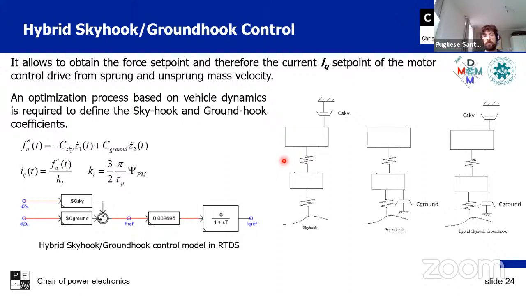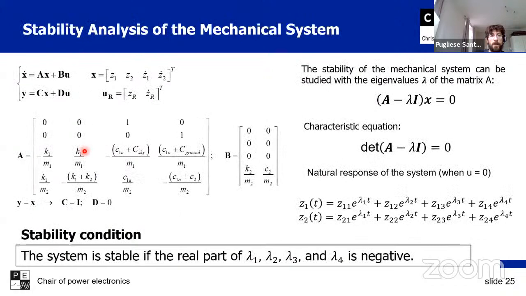So skyhook groundhook is just a hybrid control which is taking the benefit of both controllers and can be easily implemented in this way. Now what is needed is to derive these coefficients, chi sky and chi ground.